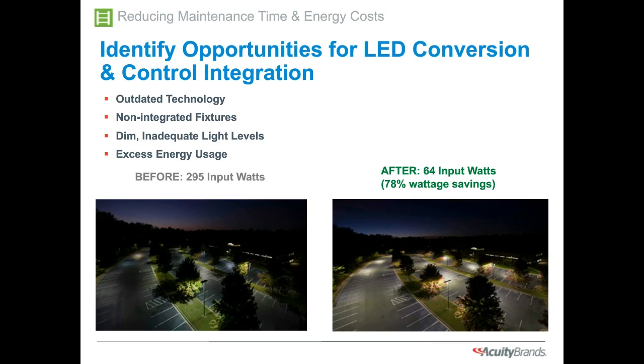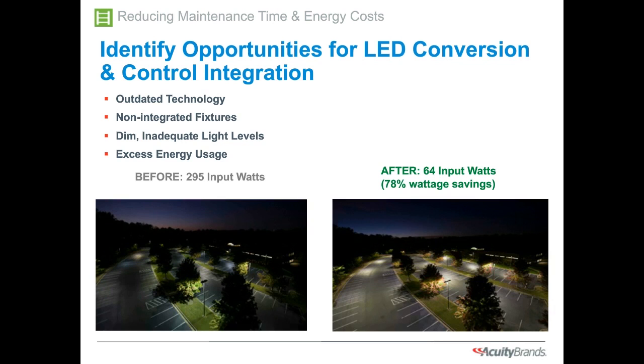One should also consider dim, inadequate light levels. Fixtures that produce large amounts of glare or hot spots do not distribute light appropriately for parking lots, garages, or corridors, and do not feature lighting controls to facilitate dimming or nighttime lighting control strategies for these areas. And of course, one also needs to consider excess energy usage.